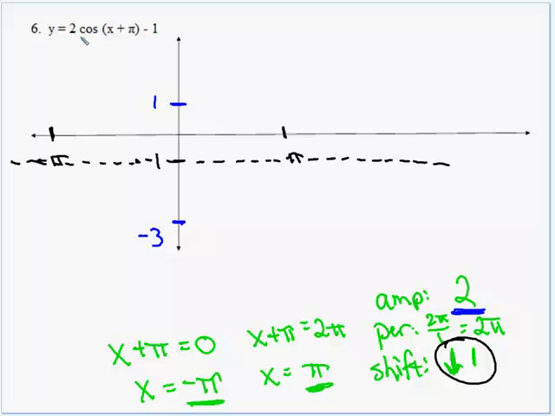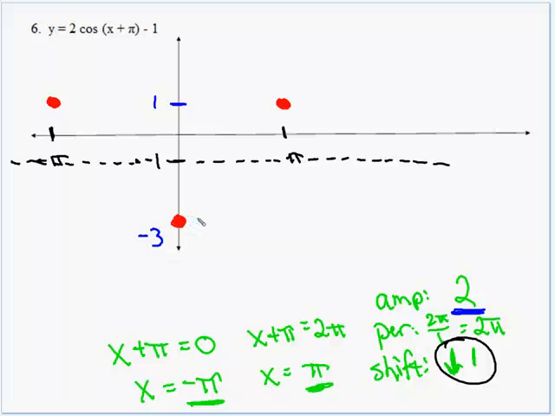So let's see, cosine, it's positive cos, so we will start at a peak. We're going to start here at -pi, and the peak height is up at 1. And then 2 pi later, we're right back at another peak up here at 1. And right in the middle of these peaks, we will have a valley, and that hits the y-axis all the way down here at -3.